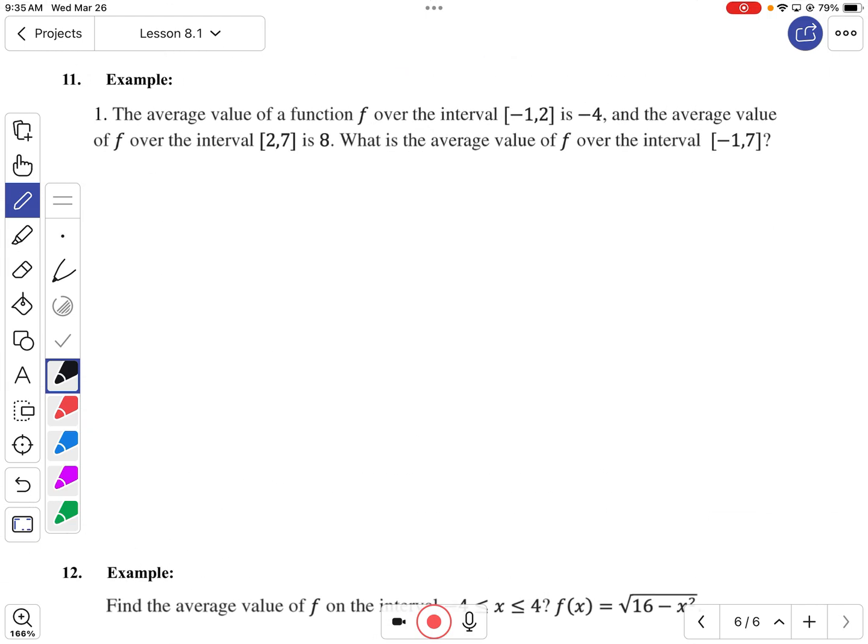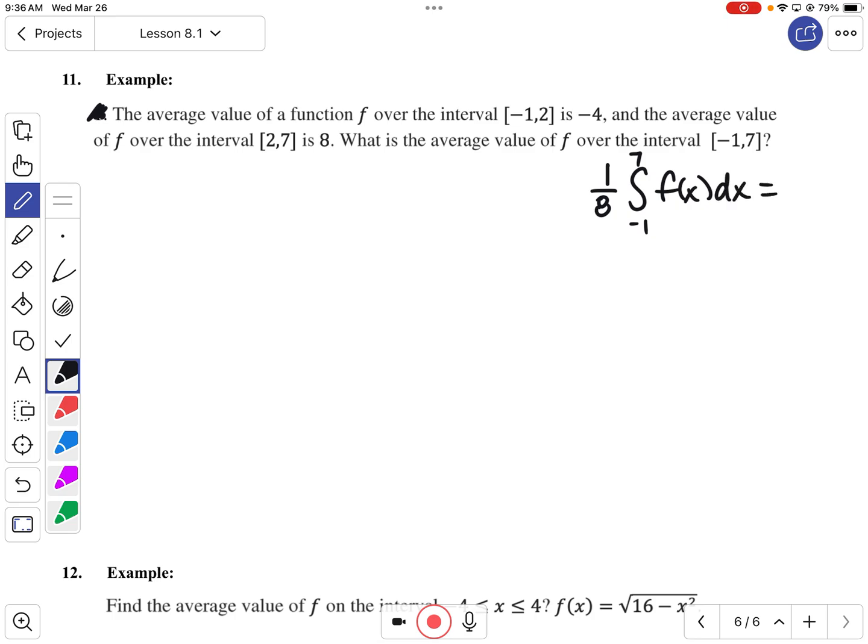It says the average, I don't know why there's a 1 right there. I probably copied it from something. The average value of function f over the interval from -1 to 2 is -4. The average value of f, same function, over the interval from 2 to 7 is 8. What's the average value of f over the interval from -1 to 7? Okay, so here's what we're trying to find. The average value from -1 to 7, what would be my coefficient out in front? 1/8. Okay, we're going to go from -1 to 7 of f of x dx. That's what we're trying to find.